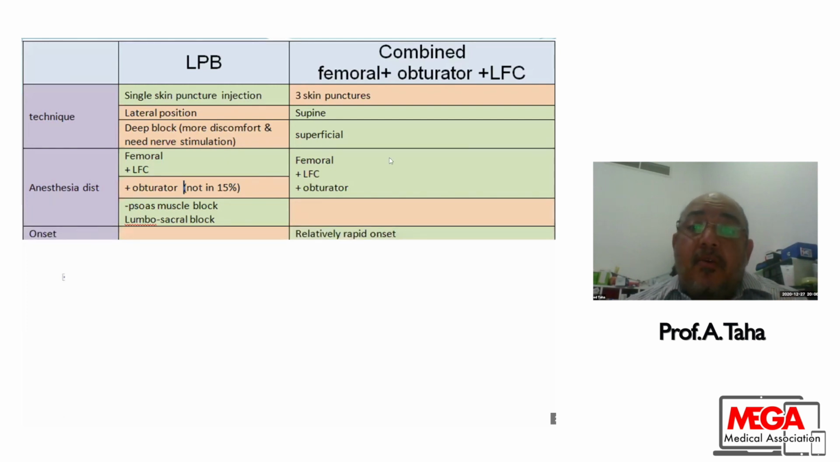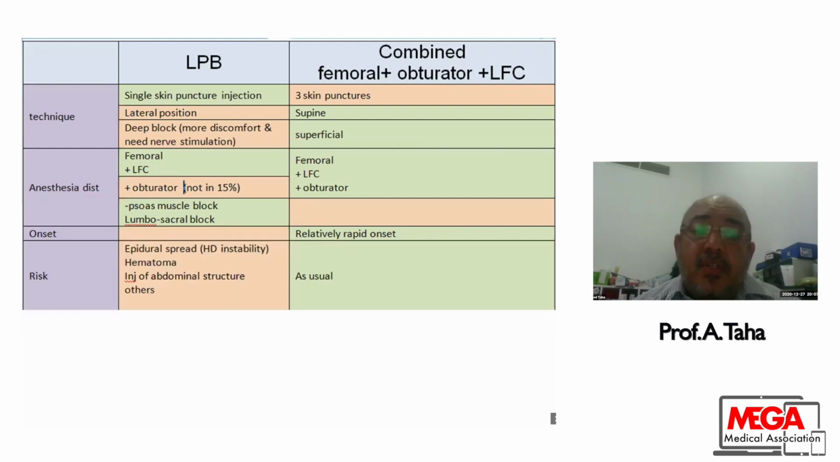The onset in the combined block is very rapid compared to the lumbar plexus. The lumbar plexus may take about 20 or even 30 minutes to get a surgical onset of block. However, with the obturator and lateral cutaneous, it's usually 5 to 10 minutes. Lastly, and this is the most important, the lumbar plexus block is riskier than the combined blocks. The combined block has the same risks as every block: infection, hematoma, local anesthetic systemic toxicity, and this issue.